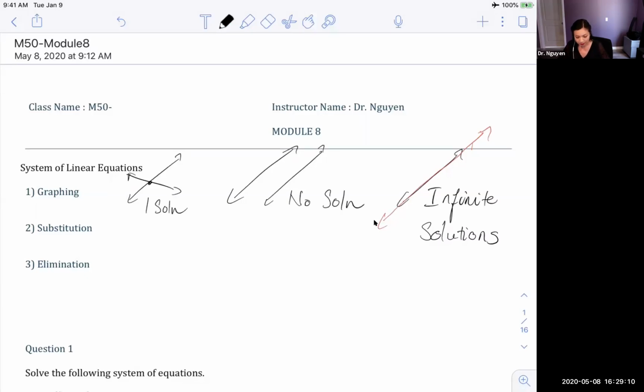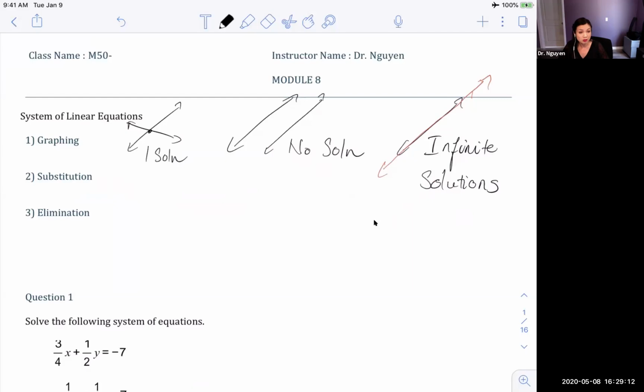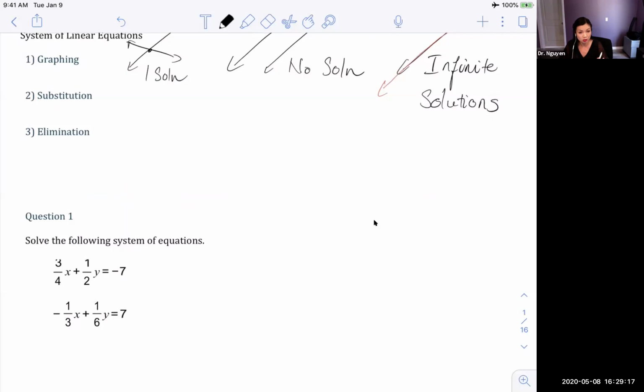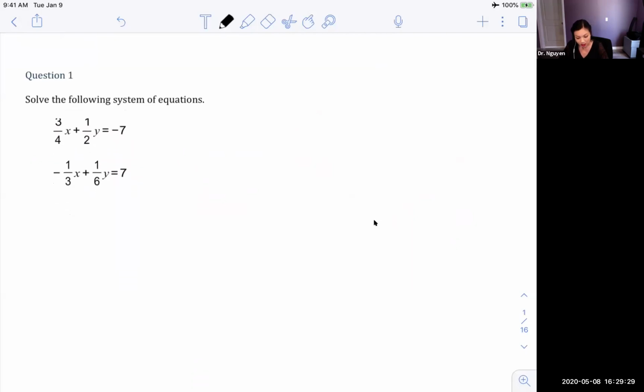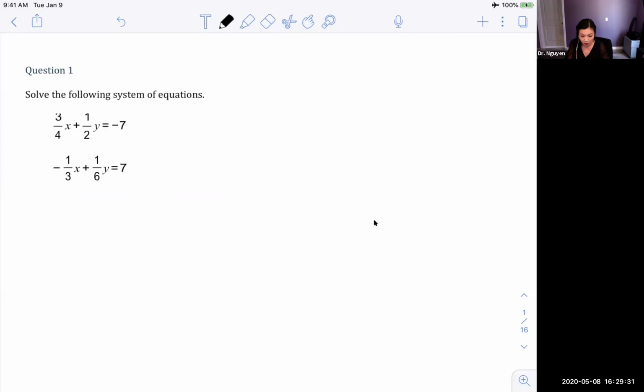Now, I'm pretty sure you know how to solve by substitution and elimination. So I'm just going to go right into one complex problem. When I say complex, it's because of fractions, and many of us don't like to work with fractions. If you don't want to work with fractions, there's a way to get rid of them. You can just multiply by the LCD, and then you can get rid of them. So for the top one, the LCD is 4. For the bottom one, the LCD is 6.